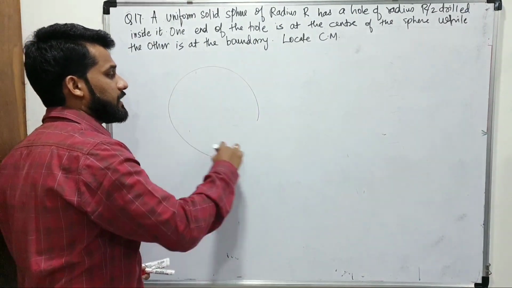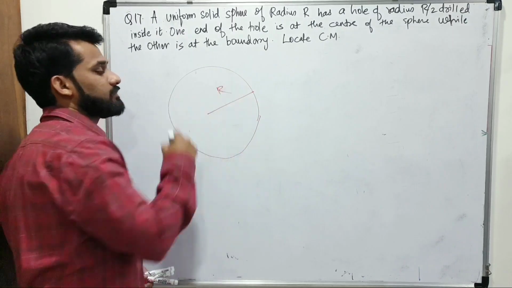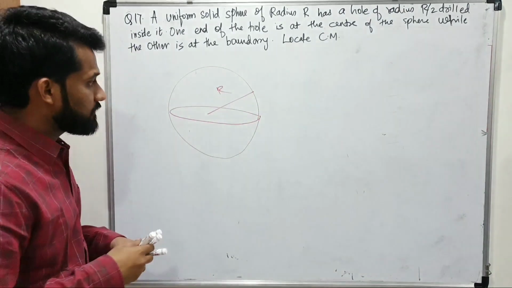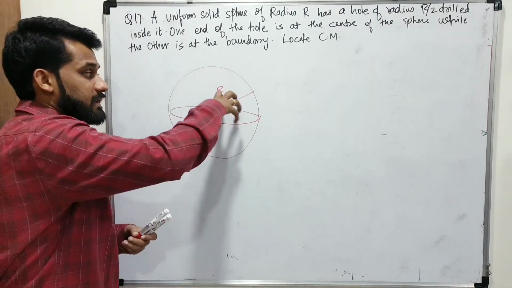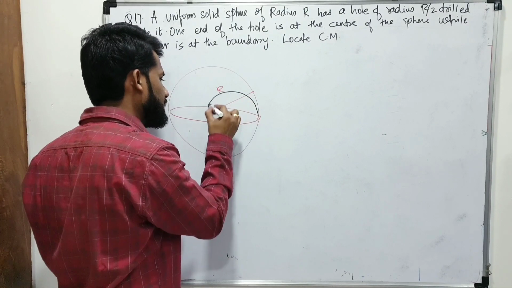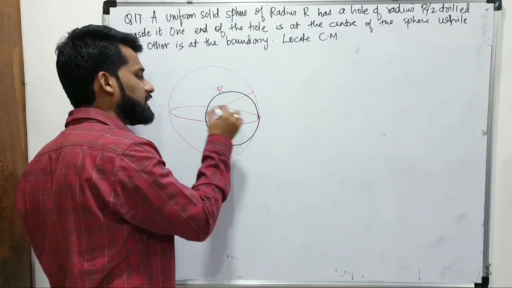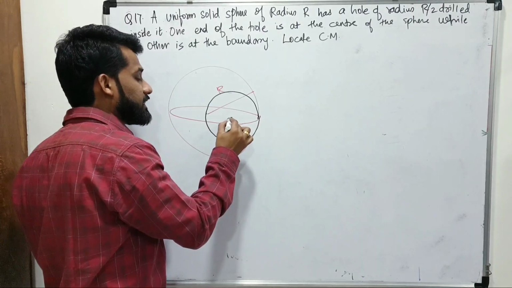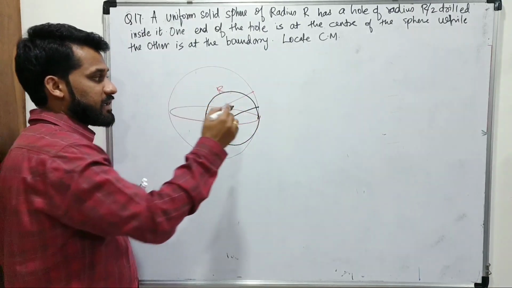If there is a sphere of radius r, this is a sphere, 3D, right? From this sphere, a sphere is removed. It is not drilled. The sphere is removed such that one end of the sphere is at the center, the other end is at the boundary. So automatically the radius of this other removed sphere will be r/2.